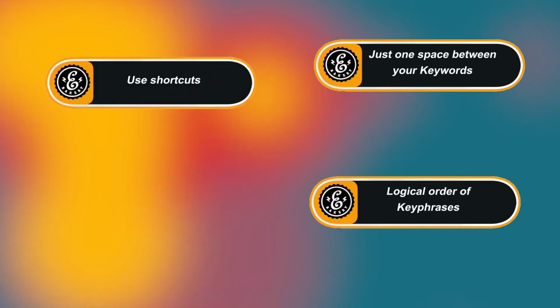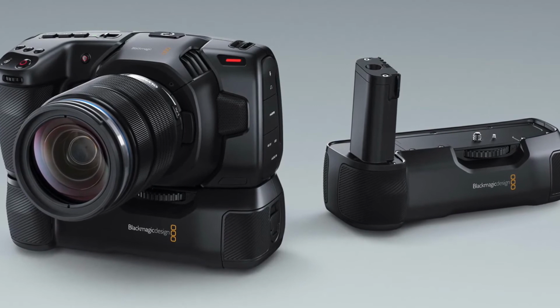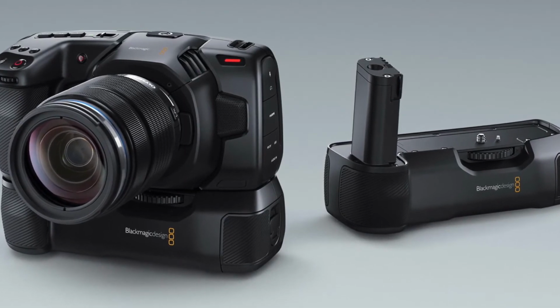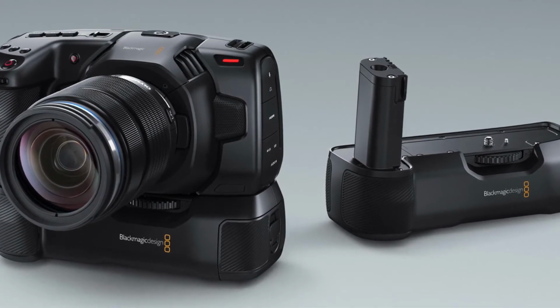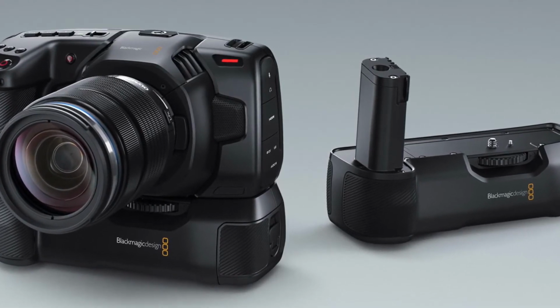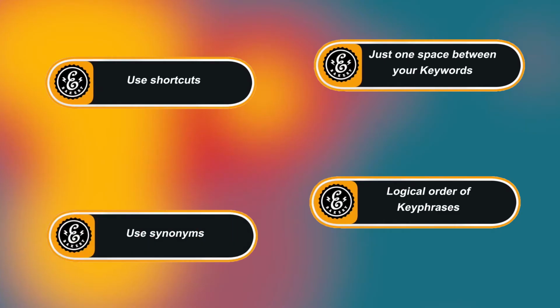Use shortcuts. Here's a small example for any viewers who are enthusiastic about cameras. No one would ever type camcorder Blackmagic Pocket Cinema Camera 4K out of laziness. That's why it would make sense in this case to simply add BMPCC 4K to your backend keywords. Use synonyms for your current keywords if you're out of ideas.